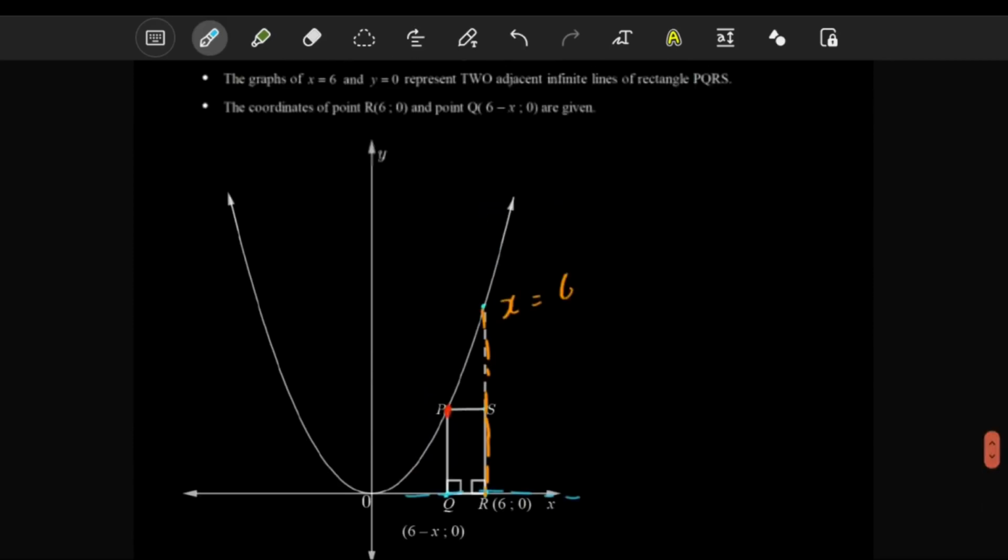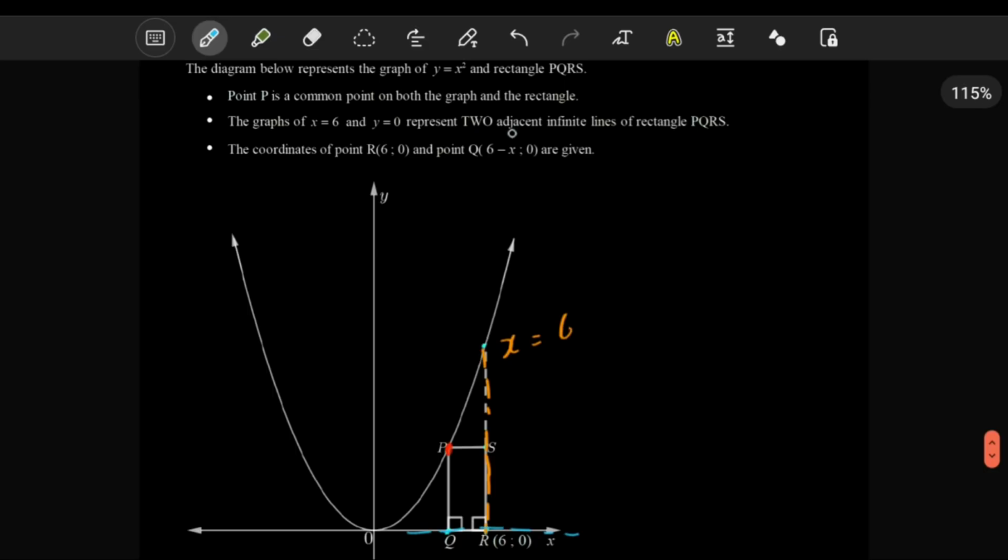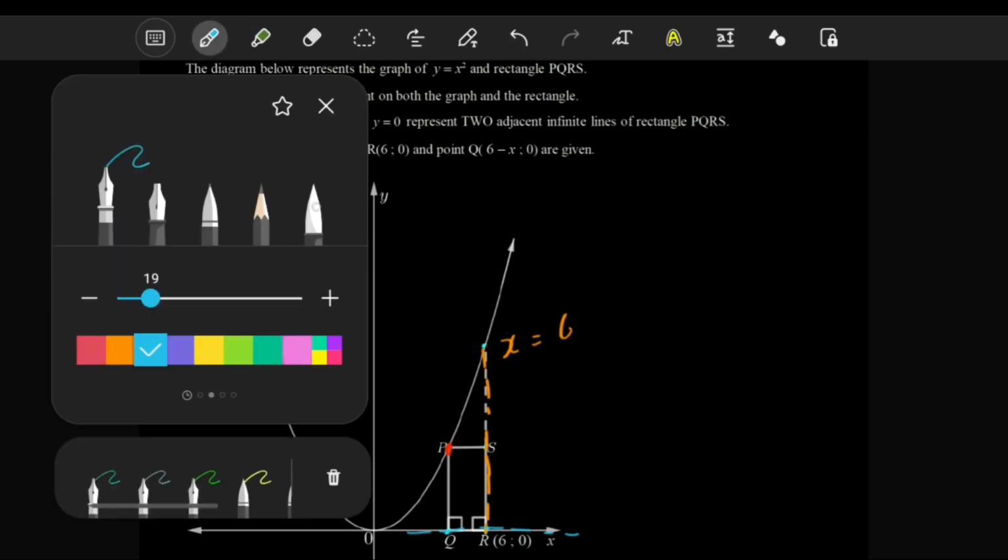You see. And then they said here those two represent two adjacent infinite lines of rectangle PQRS. Don't panic with that kind of a phrase. They've just told us stuff that we can see, really. There's really nothing much to what they've said, but at the same time, it's important.